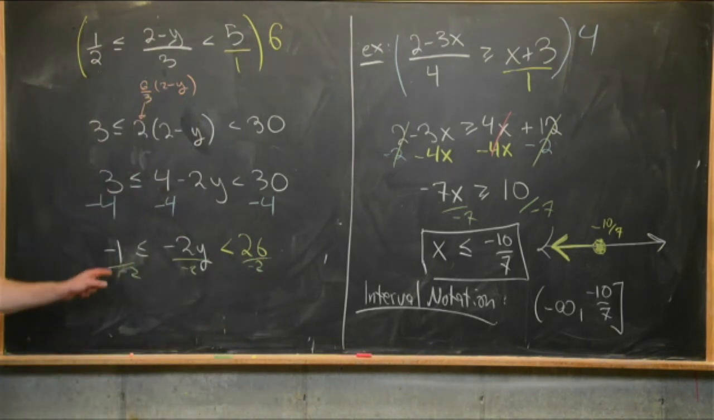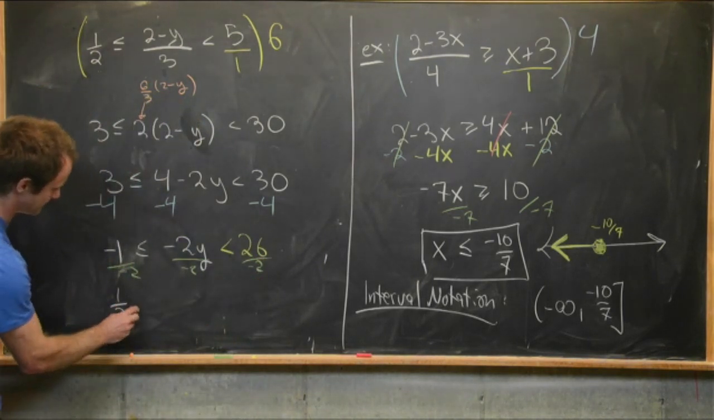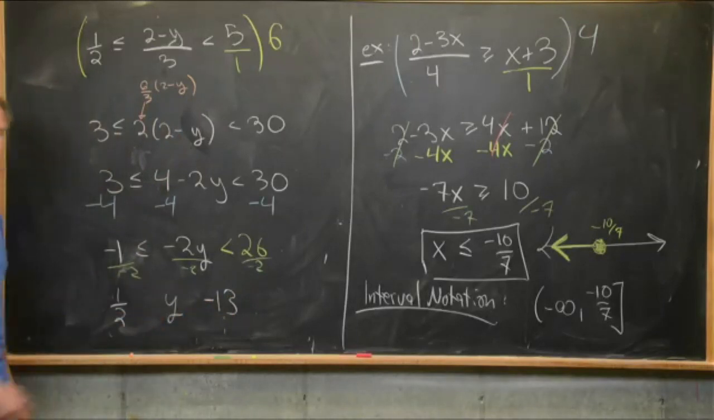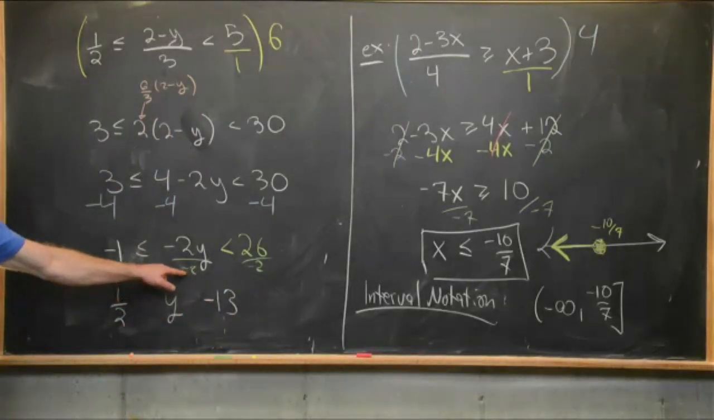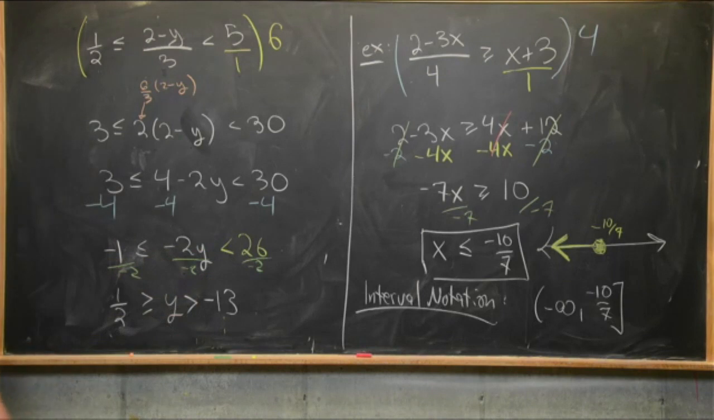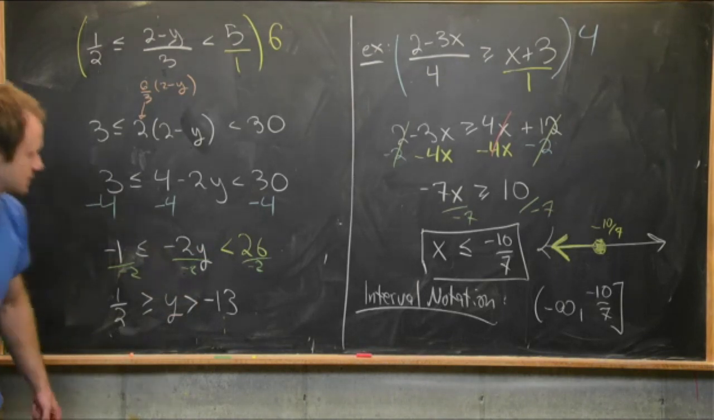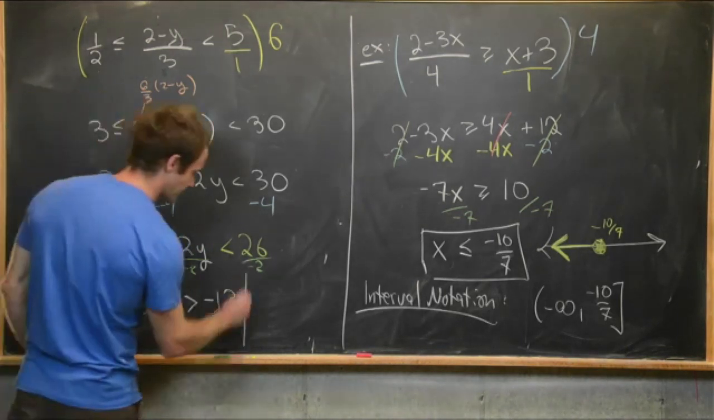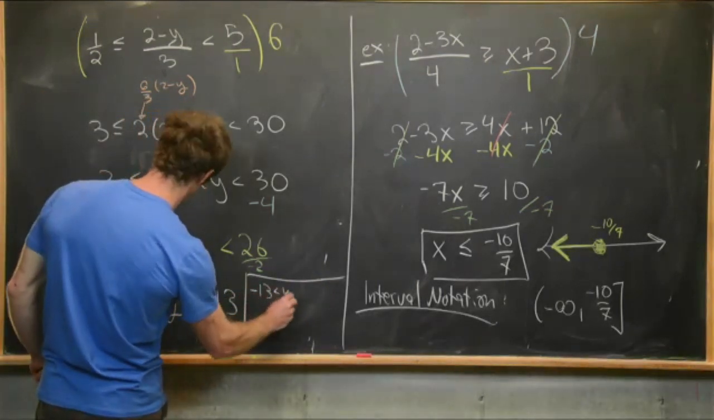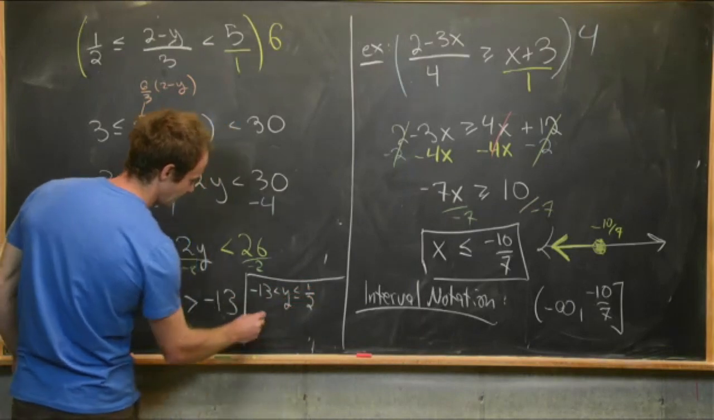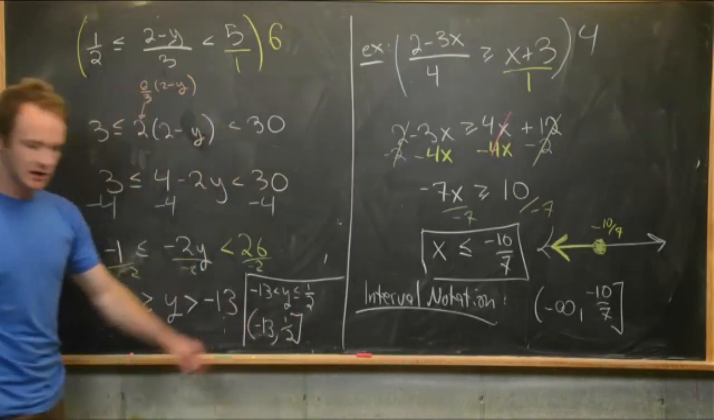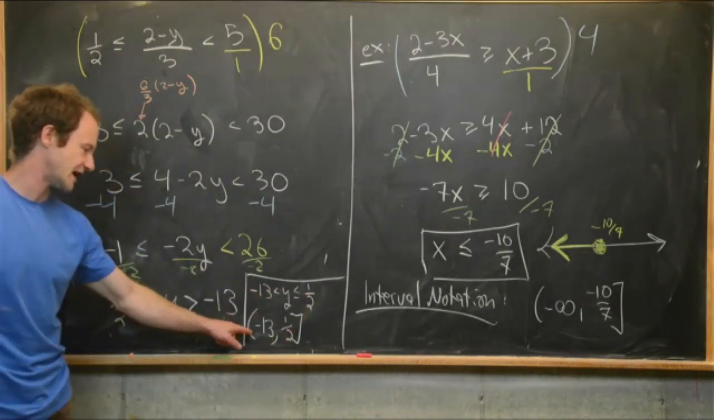So we divide by -2. That's going to leave us with a 1/2 right here, a y right here, and a -13 right there. But since we divided by a -2, we've got to switch the order of all of these. So now it goes like this. Now, more carefully, you would maybe write this from least to greatest. So this would be -13 is less than y, which is less than or equal to 1/2. And then in interval notation, that's going to be -13 to 1/2. We do not include -13, but we do include 1/2, so we have parenthesis, bracket.